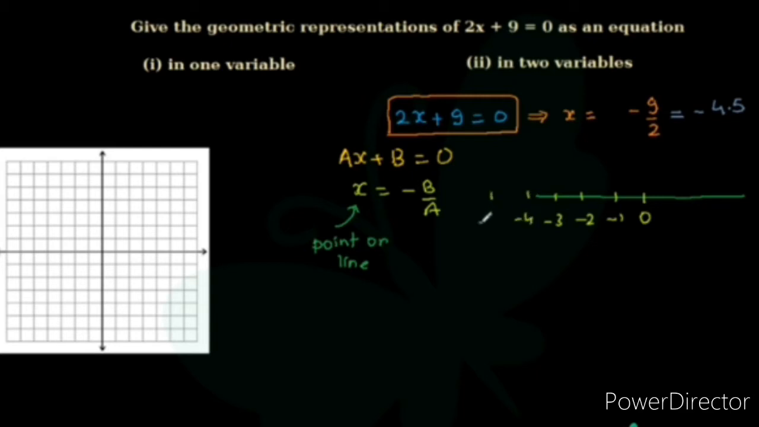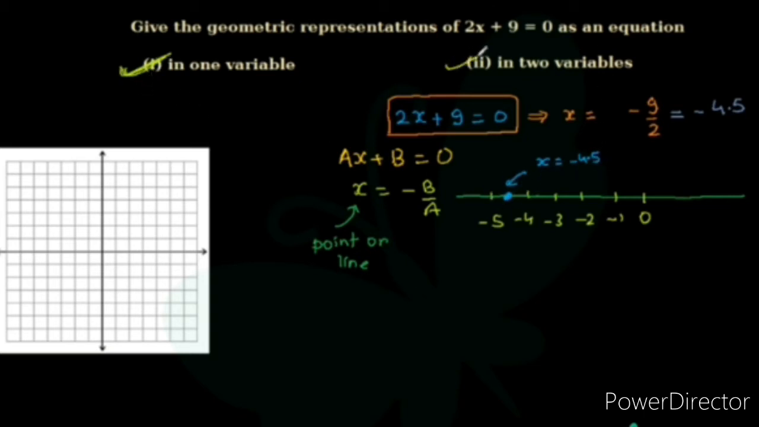let me just draw a couple of numbers. There you go. So negative 4.5, isn't that exactly here in between 5 and 4? There you go. That is, x equal to negative 4.5 is here, right? So we are just taking the help of this variable x in order to find where minus 4.5 is. Yes. So there you go. This is how the representation of 2x plus 9 equals 0, an equation in one variable, would look like. It would look like a point on this number line. So the answer to the first one is a point, which is minus 4.5.